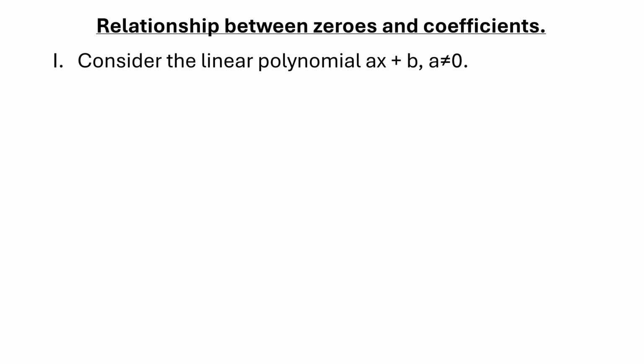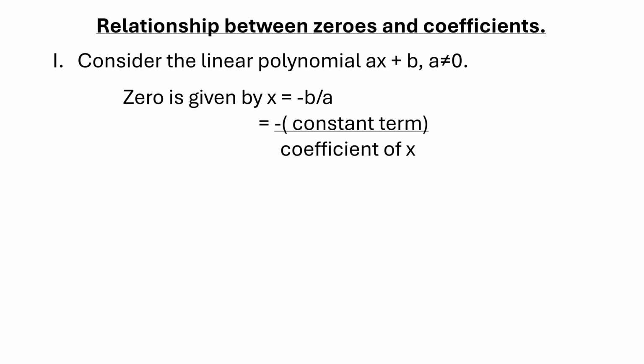Suppose you consider the linear polynomial ax plus b. Here a is not equal to 0. Now the zero is given by x is equal to minus b upon a. So how did you get this minus b upon a? ax plus b is equal to 0.